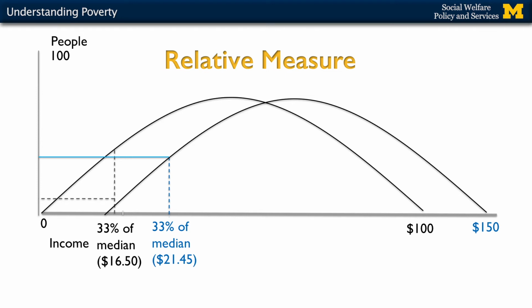But if we recalculate 33% of the new median income, so 33% of the $65, we get a higher threshold, $21.45. And so by saying the poverty threshold is always 33% of median income, we reset what the threshold is, and indeed more people look like they are poor, the solid blue line, compared to the dashed line below.